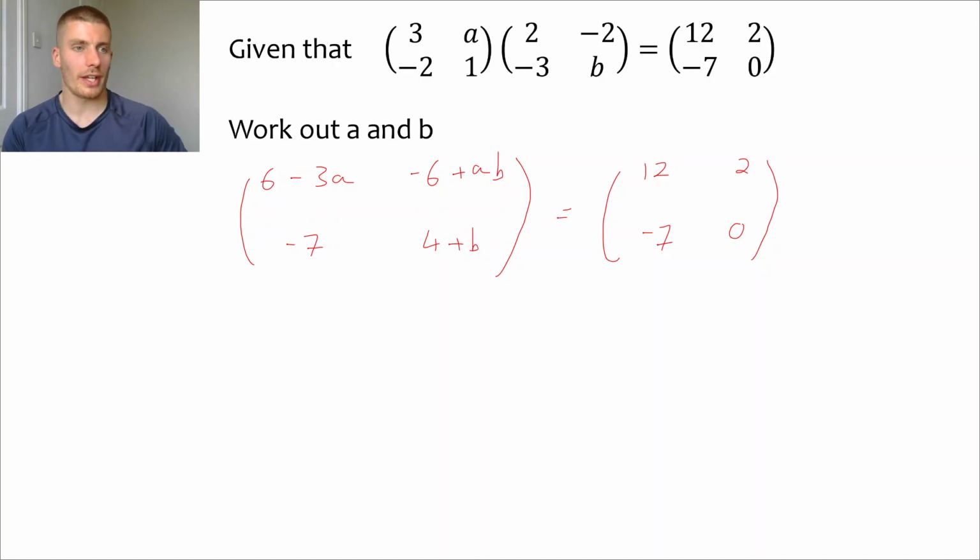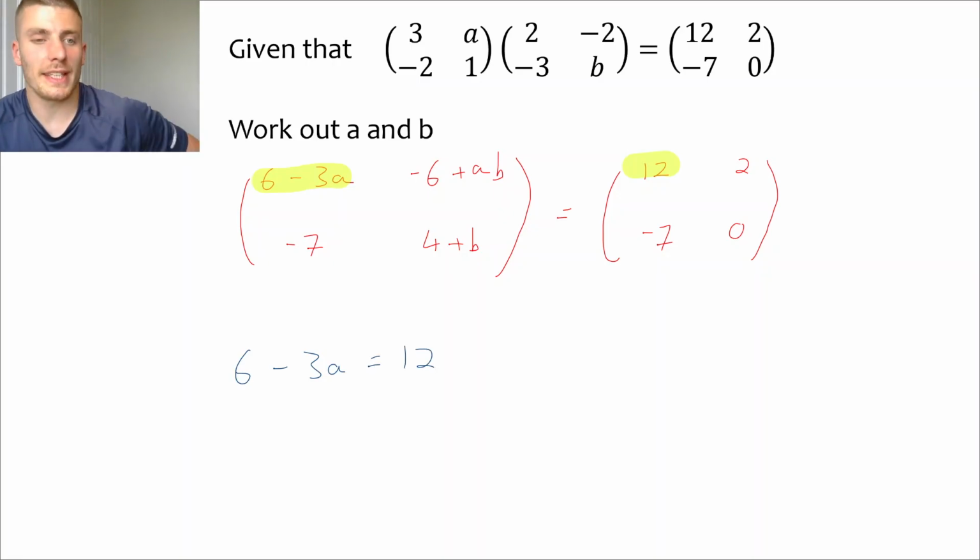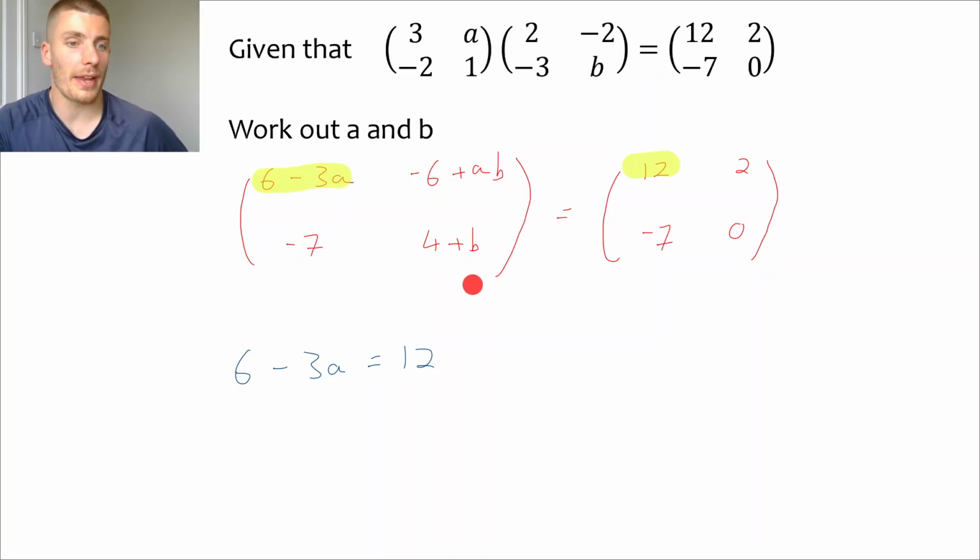It makes sense to begin by looking at the top left term, which is 6 take away 3A. Because these two matrices are equal, the top left term here must be equal to the top left term over here. You are comparing the terms, and they must be equal. So you can form an equation: 6 minus 3A must be equal to 12. Notice also that down here you've got minus 7 and minus 7, which makes sense because if the two matrices are equal, the terms should be equal. There's no A or B in this one, it's just a number.